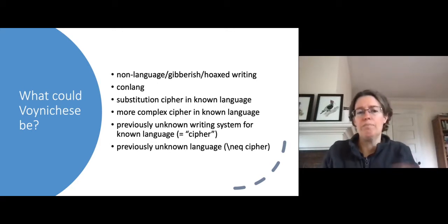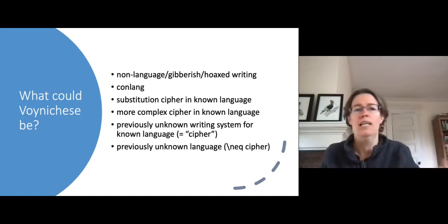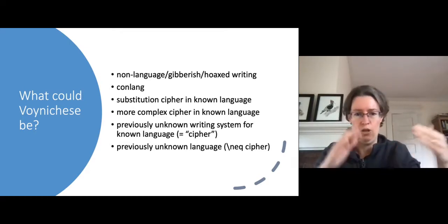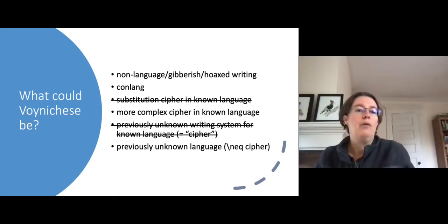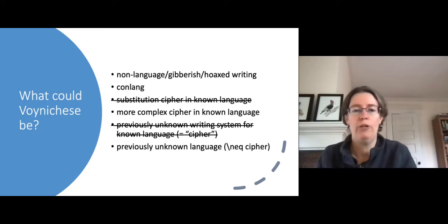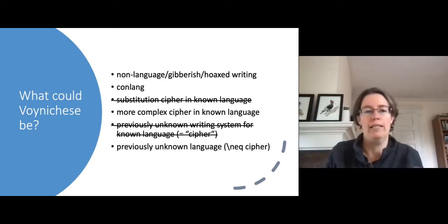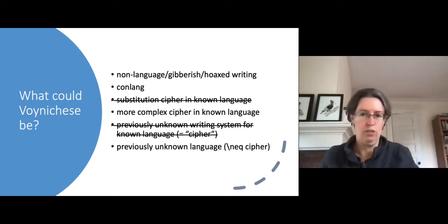Okay, so these are the possibilities for what Voynichese could be, but as I mentioned, some of these things are less likely than others. And I'm now going to proceed to rule out a number of these items. I think we can pretty comprehensively rule out a substitution cipher in a known language or an unknown writing system for a known language. So I treat these as equivalent.